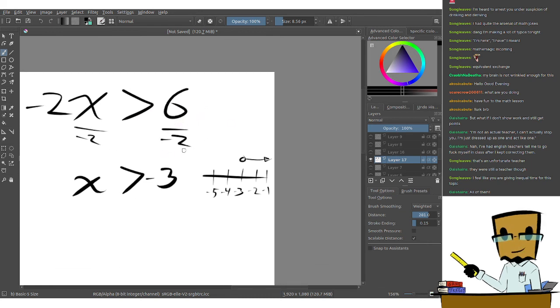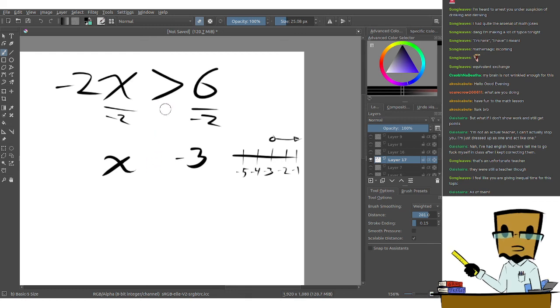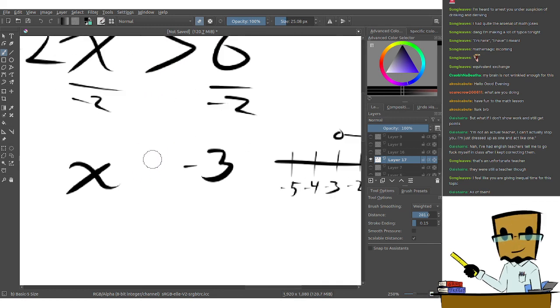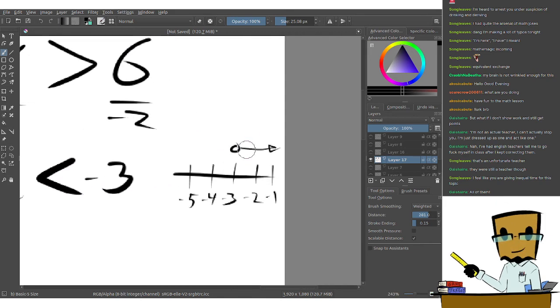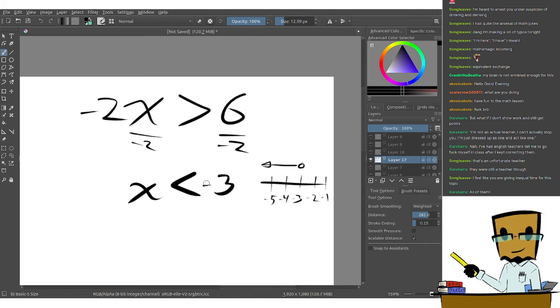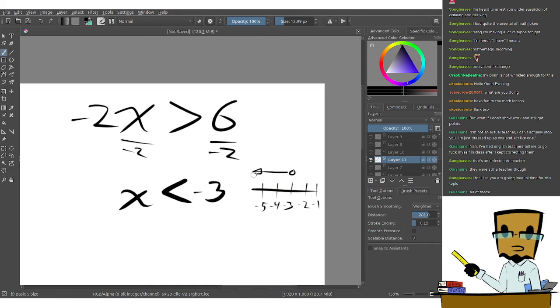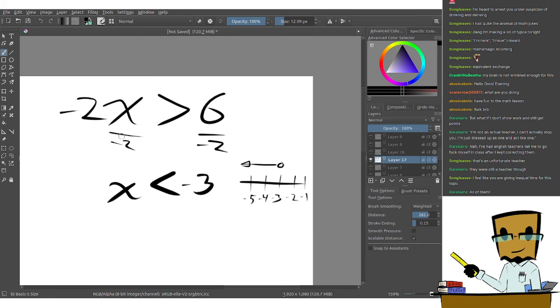So, what you're supposed to do is, whenever you multiply or divide by a negative number, you have to reverse the inequality sign. So, the correct answer would be x is less than negative 3. You can see this when I put in negative 4. So, negative 4 is less than negative 3. Negative 2 times negative 4 is 8, which is greater than 6. And there you go.